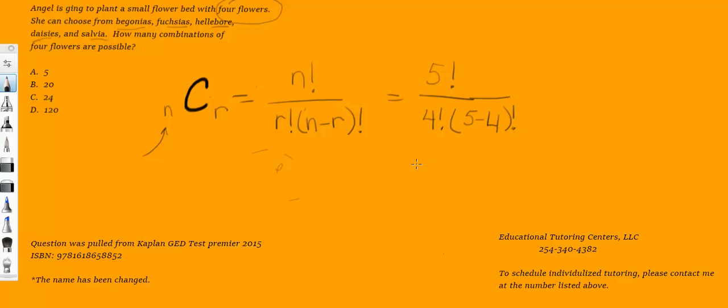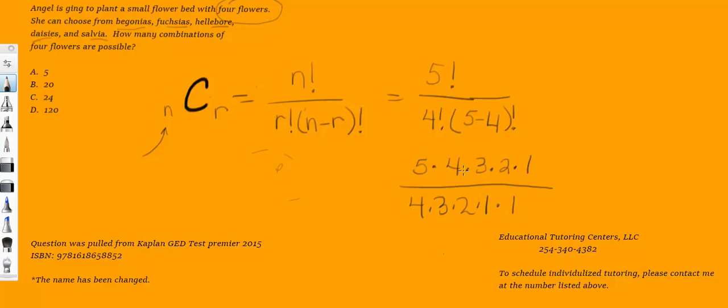Okay, in the numerator, we have 5 factorial, which is the same thing as 5 times 4 times 3 times 2 times 1. Okay, just counting down from the number that you're given down to 1. We don't go down to 0 because it'll make the whole thing 0. And then in the denominator, we have 4 factorial, which is 4 times 3 times 2 times 1 times the difference of 5 minus 4, which is just 1. And 1 factorial is just 1. So we will be multiplying by 1, which won't change the value of anything.